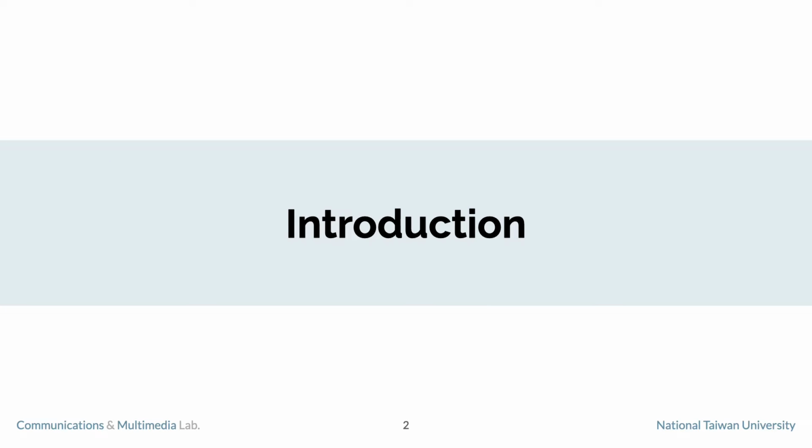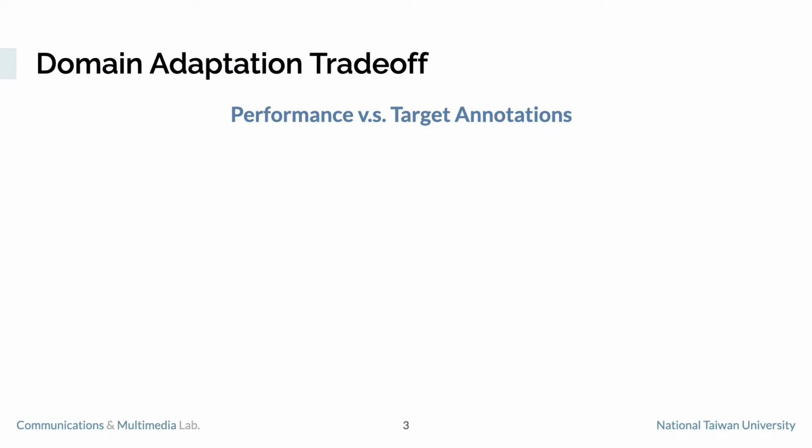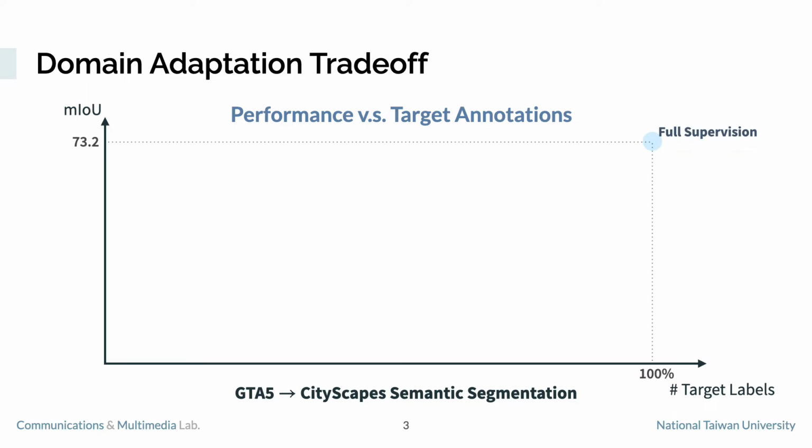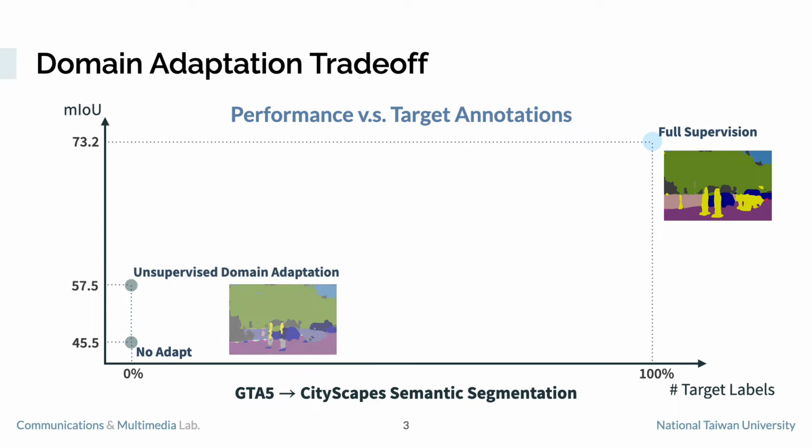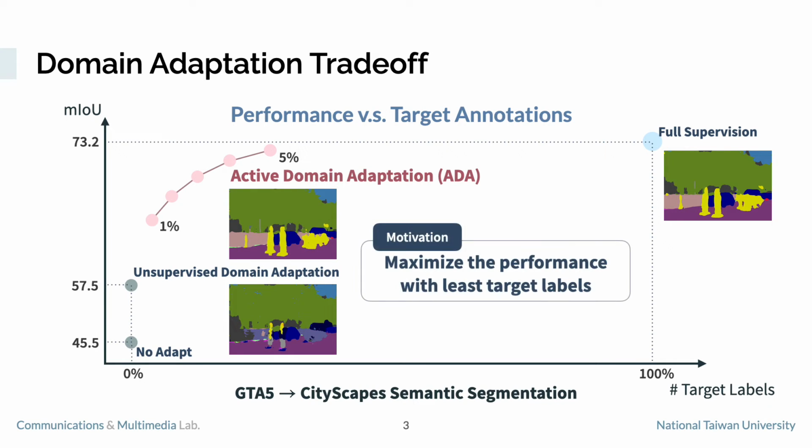We first introduce the background and our motivation. In the field of domain adaptation, a trade-off exists between performance and annotation effort. In order to strike a balance in this trade-off, we explore the possibility of active domain adaptation, ADA. In this framework, we aim to maximize the performance by querying the fewest target domain labels.